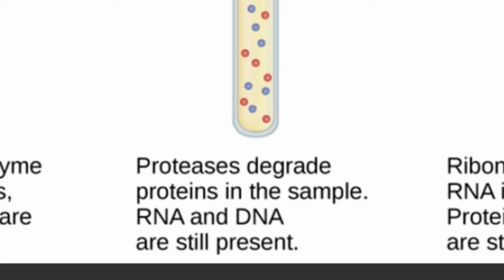So after we have the control satisfied in just a few moments, the second tube, the protease degraded tube, will give us an idea of whether it's proteins that are the transforming agent, because if it is, then there shouldn't be transformation in that tube.